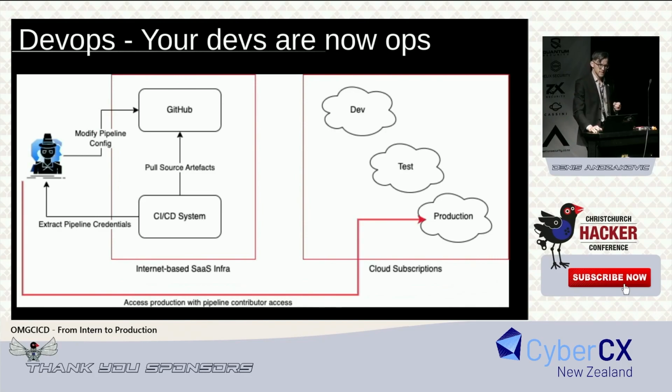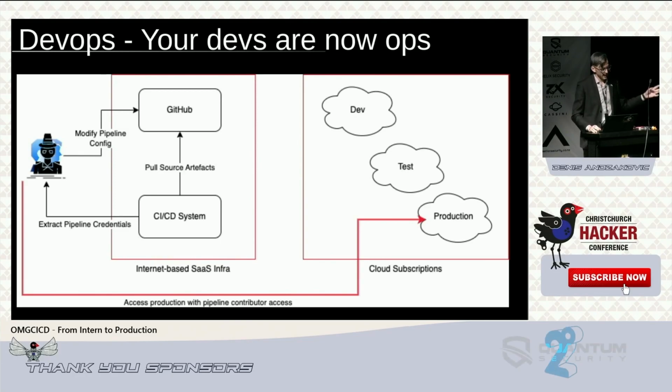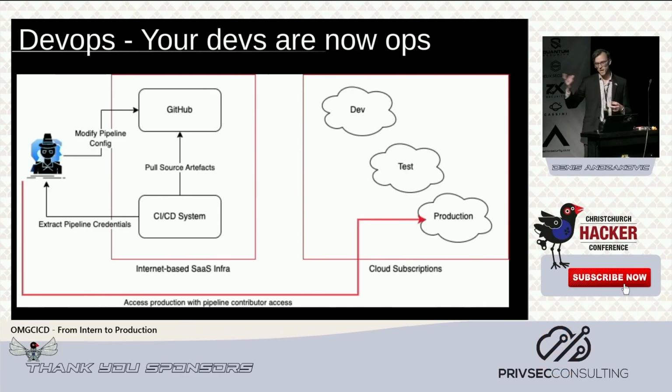So again, the CI/CD system fundamentally must have the ability to deploy systems. So if we own a developer, we can modify the pipeline configuration, extract the pipeline credentials, and now get access to whatever cloud environment it is that we want to go and get access to. And invariably, these users have very, very significant admin level privileges, so they can build up and tear down systems in whatever environment.